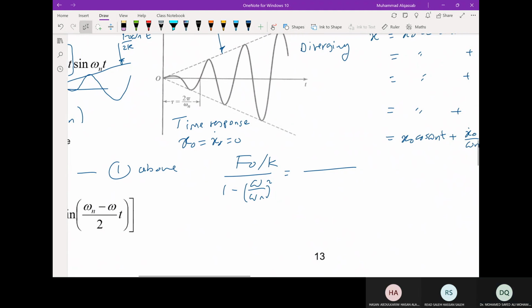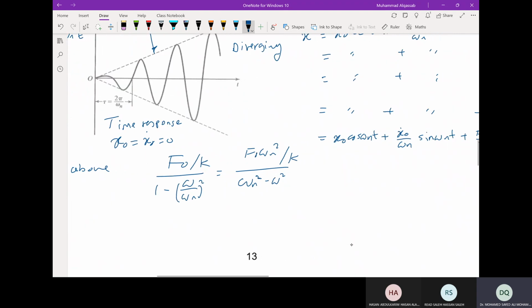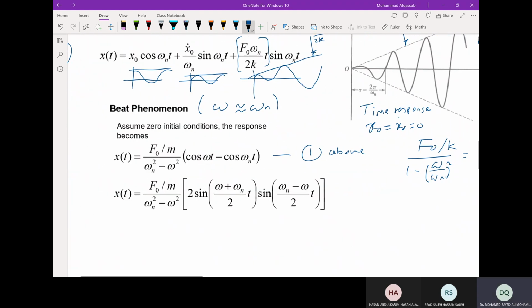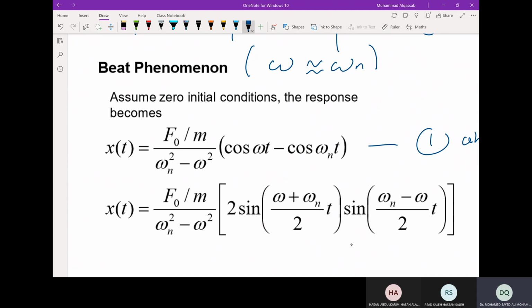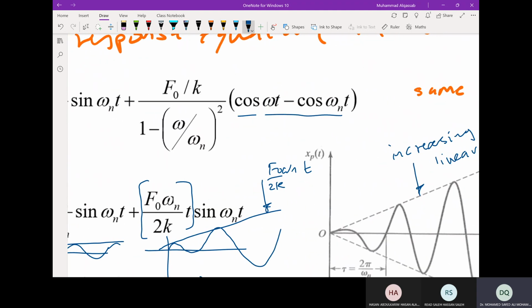We can multiply by omega n squared minus omega squared, all divided by omega n squared. So it is f naught omega n squared over k, and omega n squared is k over m. So this will be f naught over m over omega n squared minus omega squared, which is this one: f naught over m over omega n squared minus omega squared, times cosine omega t minus cosine omega n t, which is those two terms in the bracket. It's the same.